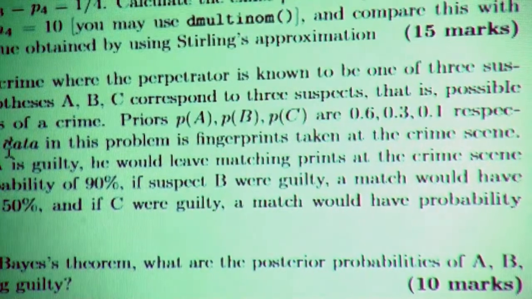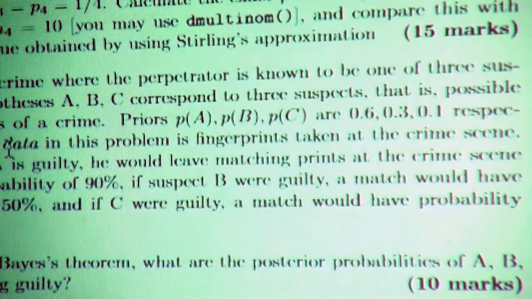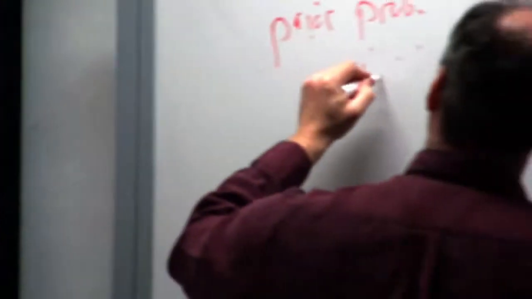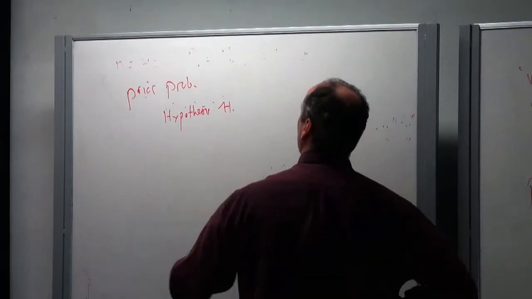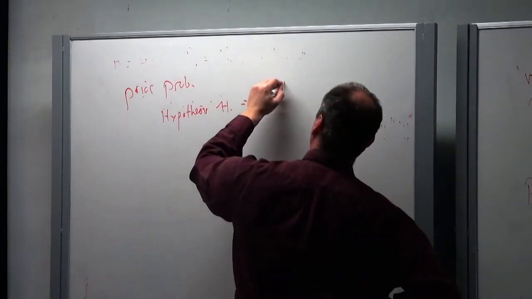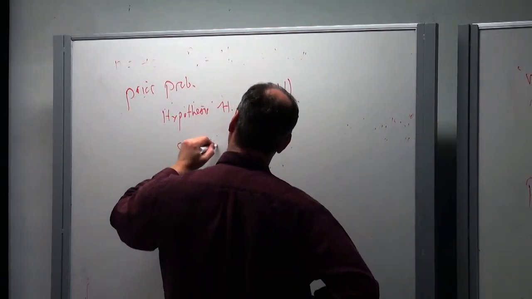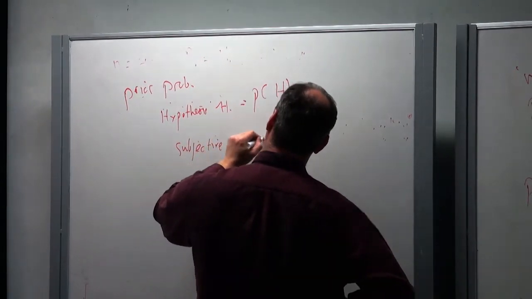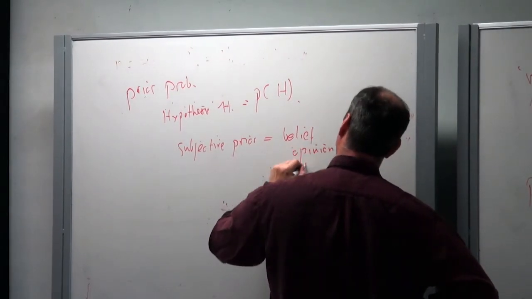This is Bayes' theorem here, the next question. Let me talk about Bayes' theorem. You'll remember the point of Bayes' theorem is to compare hypotheses. So you've got a prior probability for a hypothesis, H, and you conventionally call that P of H. That's what I call the subjective prior, which equals belief, opinion, thoughts.